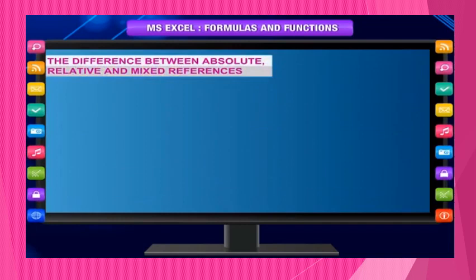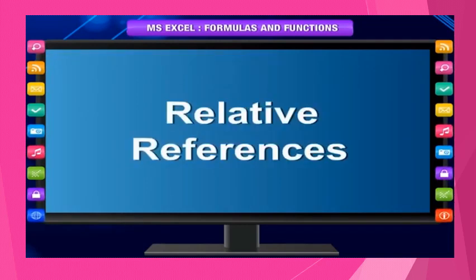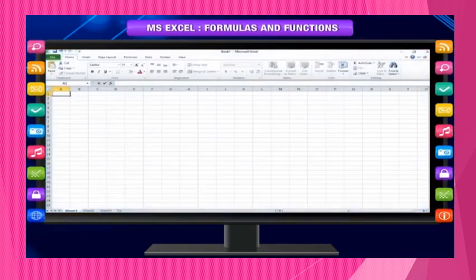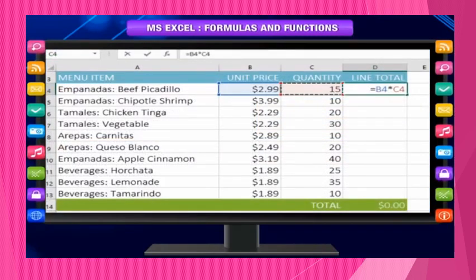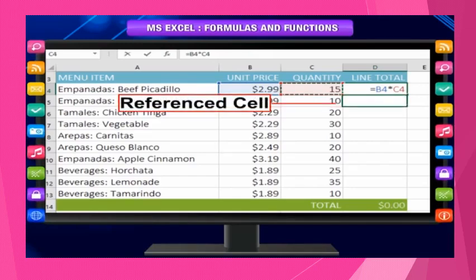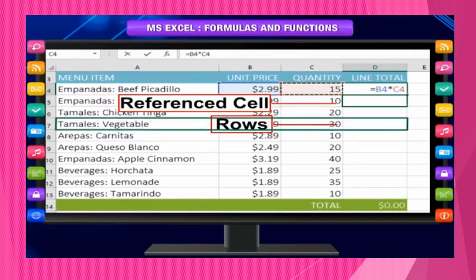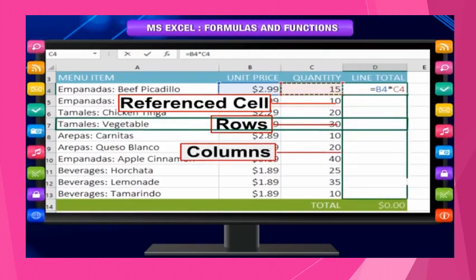The difference between absolute, relative and mixed references. Relative references. A relative cell reference in a formula is based on the relative position of the cell that contains the formula and the referenced cell. If the position of the formula changes to another cell, the reference also changes. If you copy or fill the formula across rows or down columns, the reference automatically adjusts.